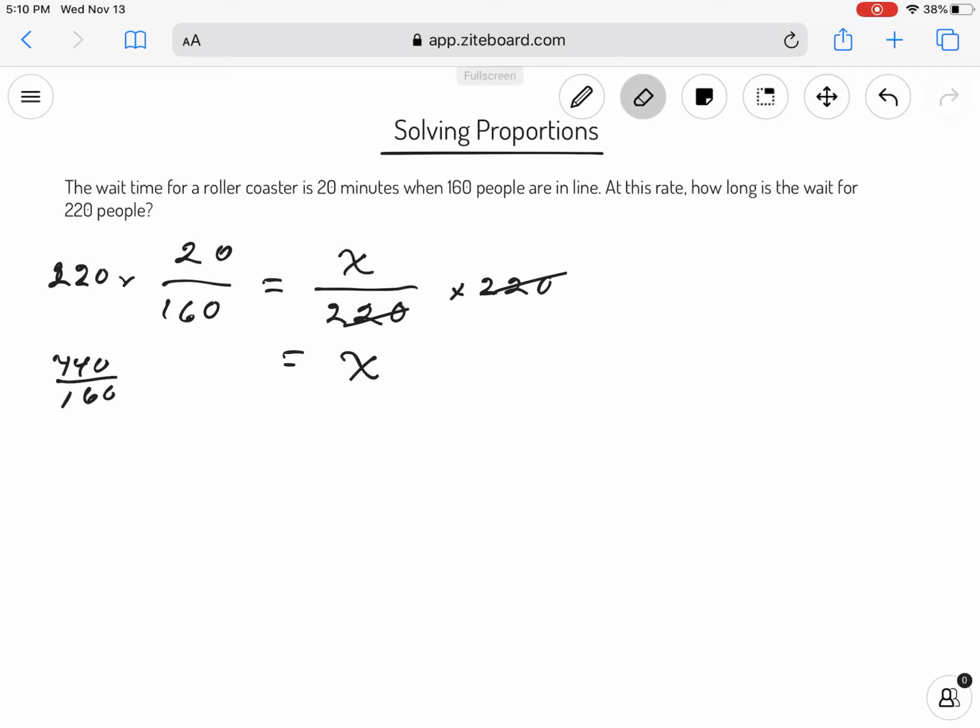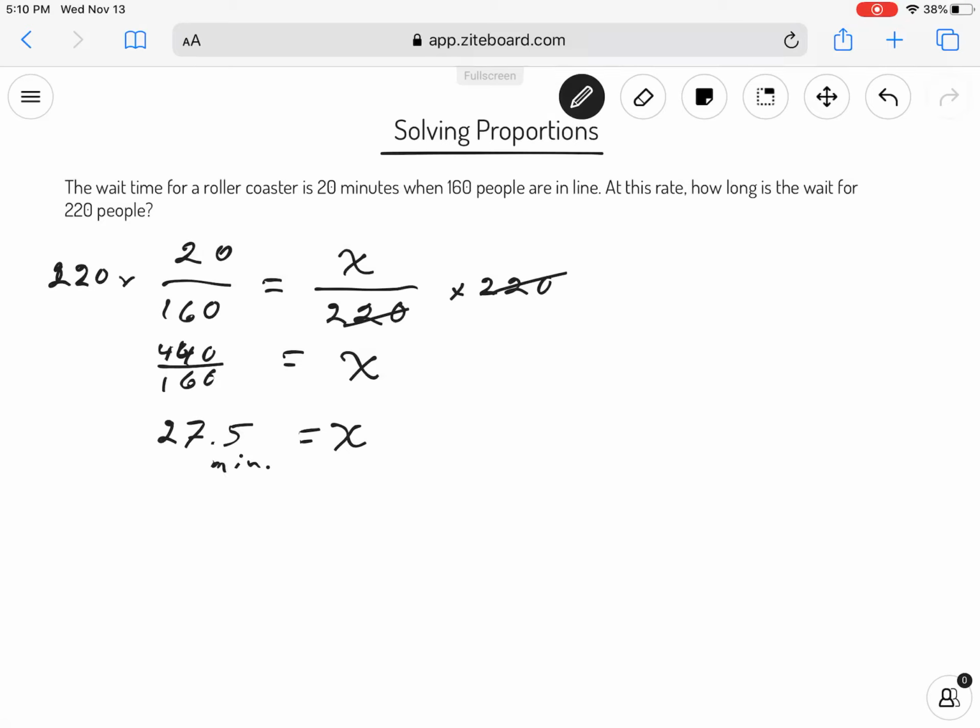And let me put it over here. So that's 4,400 over 160. And that means that I'm going to wait, if I did the math there, it's going to be 27 and a half minutes.